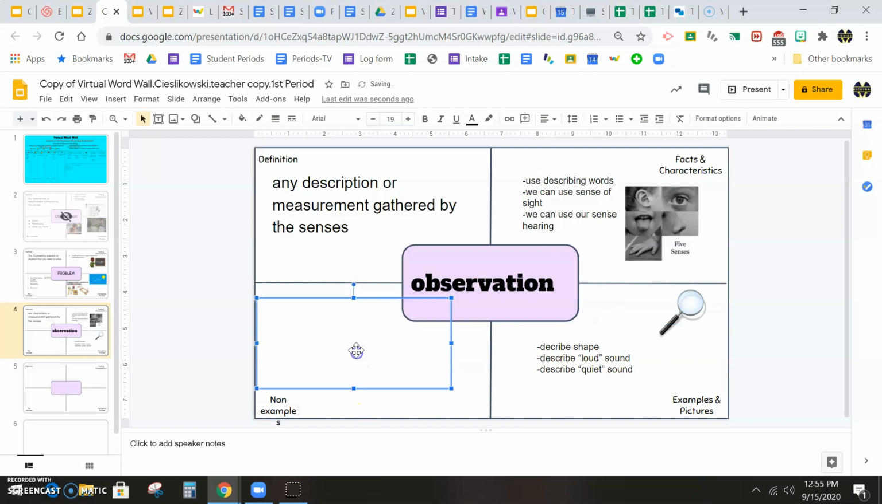Okay, and then lastly, we talked about non-examples. That's things that it's not. And one thing we decided during first period is we said, it is not an opinion. For example, if we said, it looks weird, that would be an opinion. So that is definitely not an observation. And so hopefully this will help you to fill in your slide for the word observation.